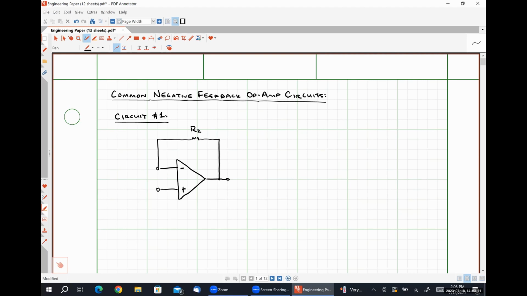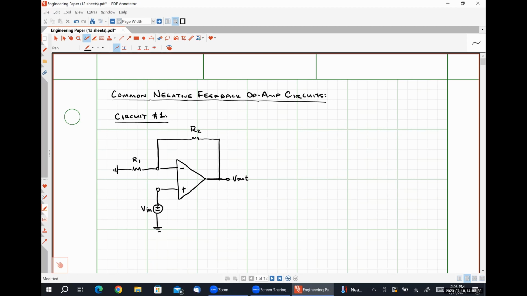I'm going to place another resistor connected to our inverting input terminal. Let's call this guy R1. And I'm going to ground the left leg of this resistor R1. And I'm going to apply my input voltage directly to the non-inverting input pin, like so. So this will be Vin. I'm going to measure my output voltage directly at the output node of the OpAmp.